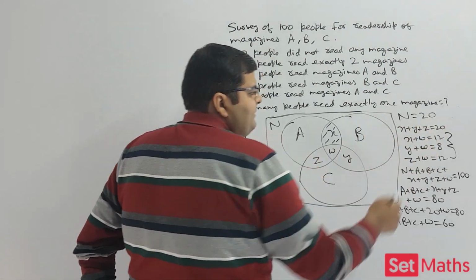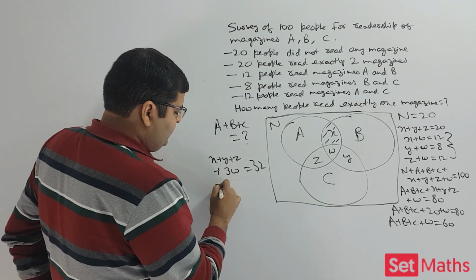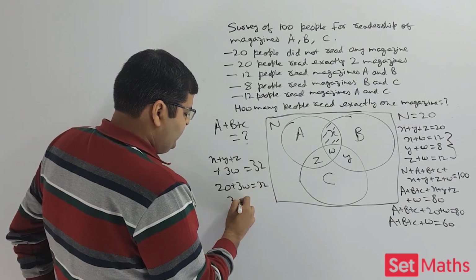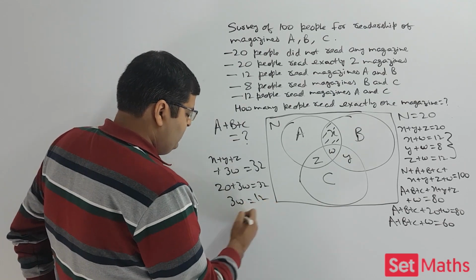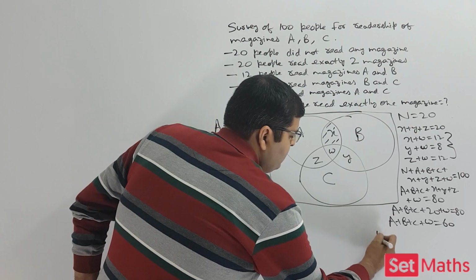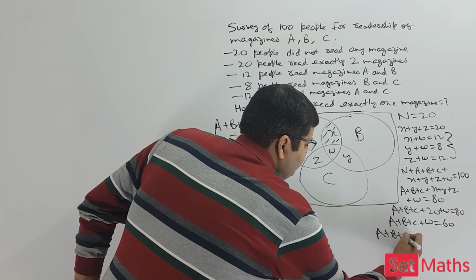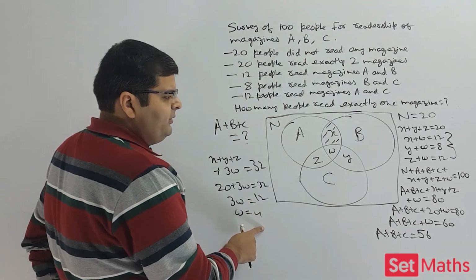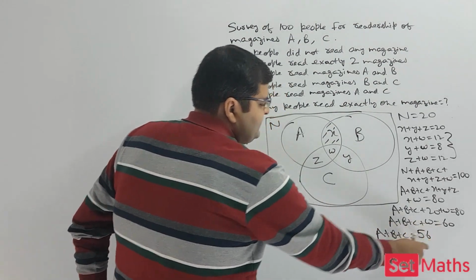We know X plus Y plus Z is 20, so we can put that in. That becomes 20 plus 3W is equal to 32. So 3W comes out to be 12, or W is 4. Now if we put W as 4, A plus B plus C is equal to 56, because 60 minus 4 is 56.